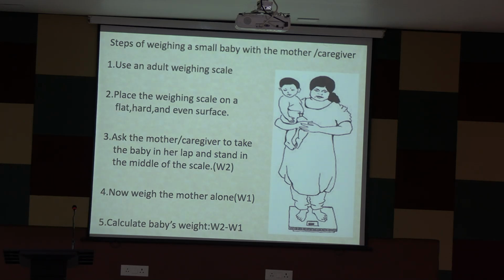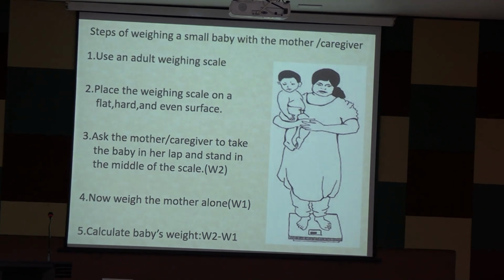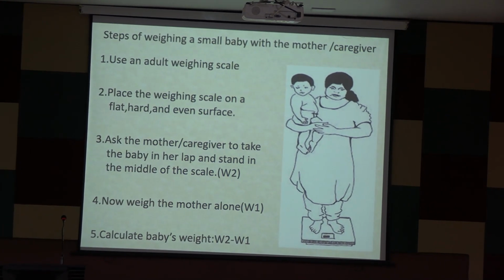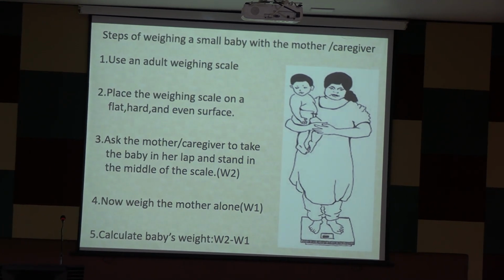And what are the steps of weighing a small baby with the mother or caregiver? We should use an adult weighing scale. Here also, the scale should be on a flat, even, hard surface. We should ask the mother or caregiver to take the baby in her lap and stand in the middle of the scale, that reading is designated as W2, and now we should weigh the mother alone, that is W1, and the baby's weight is calculated by subtracting the W2 from W1.